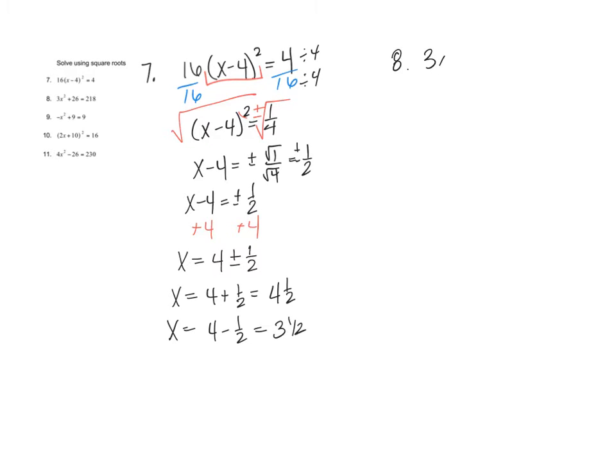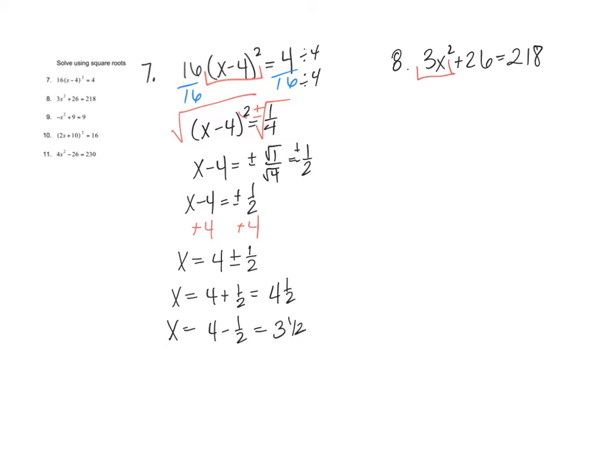Number 8, 3x squared plus 26 equals 218. One of the things that tells us we can use just algebra solving and square roots is because there is only an x squared. There's no other variable in the problem. When we have an x squared and an x, we have to start by trying to factor. And then if that doesn't work, we have to go to our other tools, which is completing the square and quadratic formula. So here we have 3x squared plus 26 equals 218. And I only have an x squared and the rest are constants.